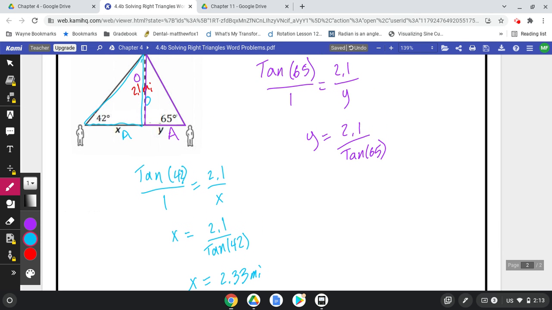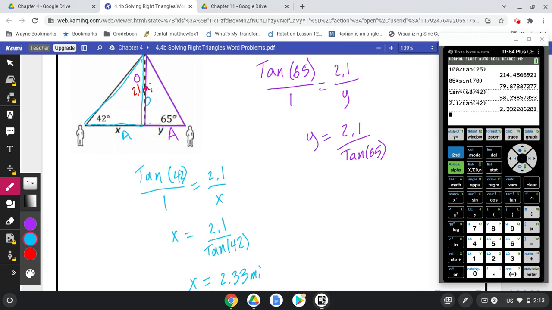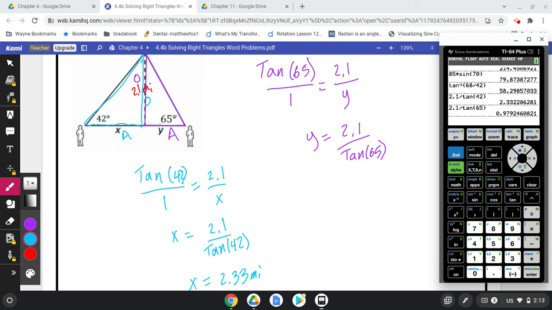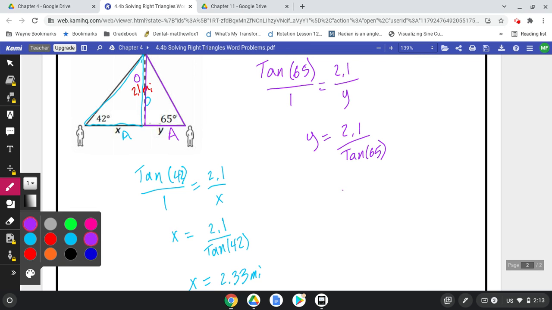Now, with a steeper angle of elevation, this distance, you can see in the picture, but also it hopefully makes sense. As it's higher, this distance will be shorter. So we know we'll get a smaller number, but let's do it. 2.1 divided by the tangent of 65, and 0.979 if we round to the nearest hundredth, so 0.98 miles.